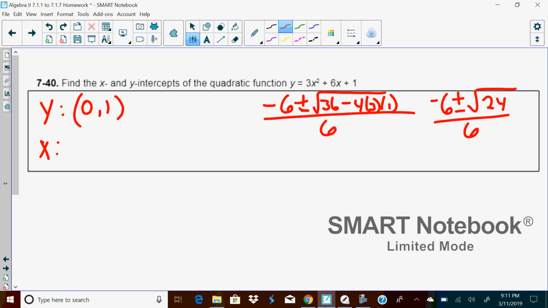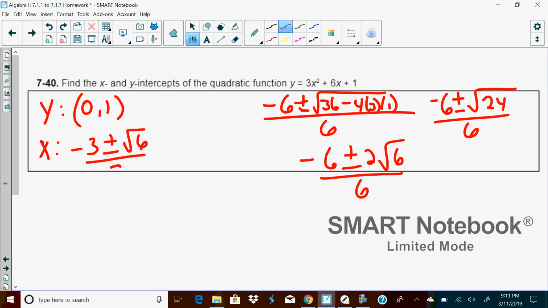over 6. So the square root of 24 can be simplified to the square root of 4 times 6, so I get 2 square root of 6. Then I can simplify everything by 2. So I get negative 3 plus or minus the square root of 6 over 3 comma 0. So it's positive or negative.